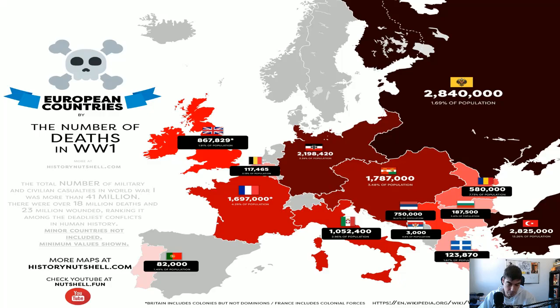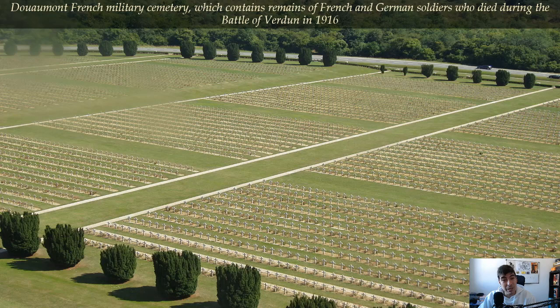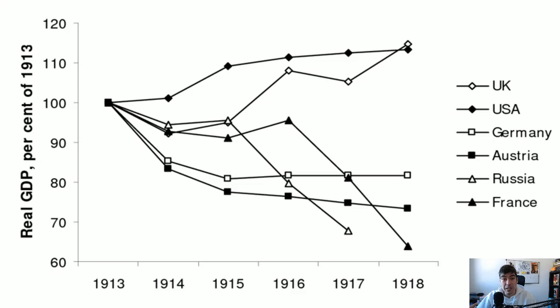The military cemeteries. This is the cemetery of the soldiers that were killed in the Battle of Verdun in 1916. This is a comparison between the GDP, what we call el PIB, el Producto Interior Bruto, the gross domestic product, the richness of a country, with a base 100 here. As you can see, France, after the war, had 65% of the richness it had in 1913. But, for example, the United States and the UK, whose territory was not affected by the war, saw their economy grow.